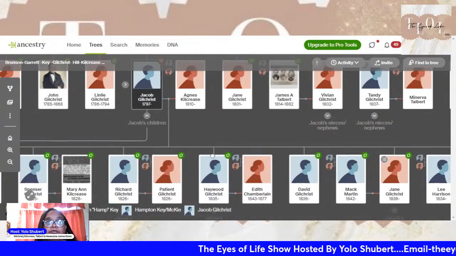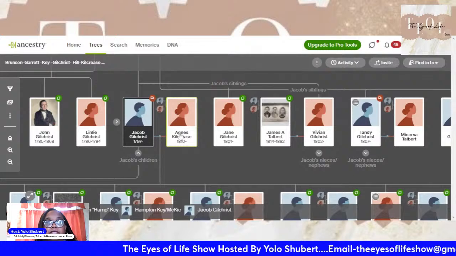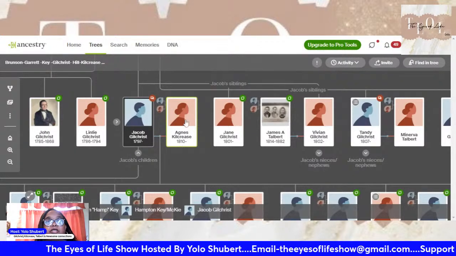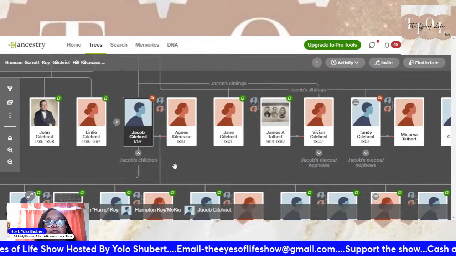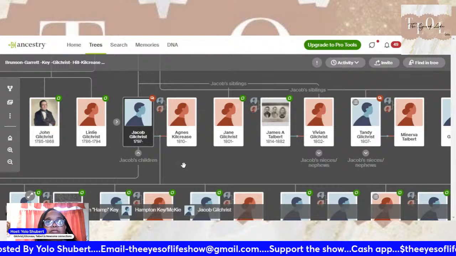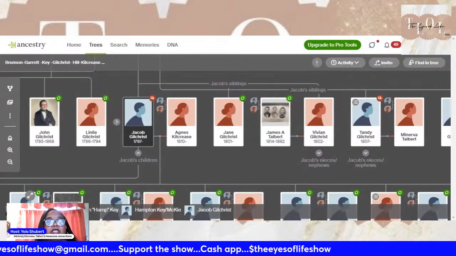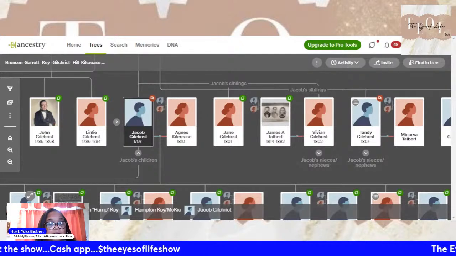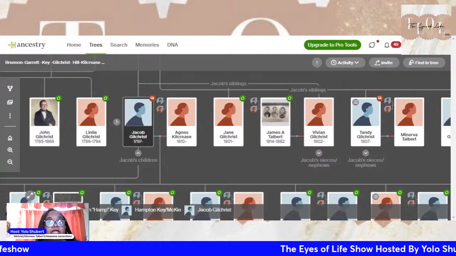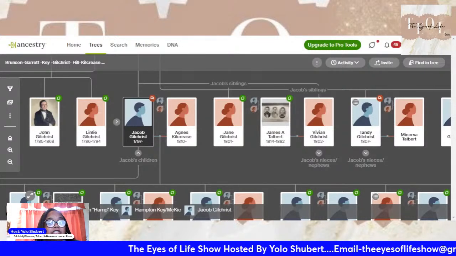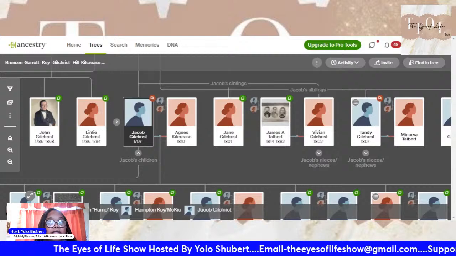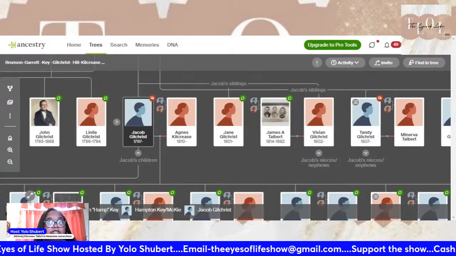So Jacob, and just to give you a little synopsis here, his wife is Agnes. Now, the reason why she's spelling her name Gilchrist is because the Gilchrists didn't really know how to spell their name once it came to the States. So when the census takers and the people there were writing the name out, they wrote it and spelled it how it sounded. So that's why Gilchrist and Gilchrist are the same.